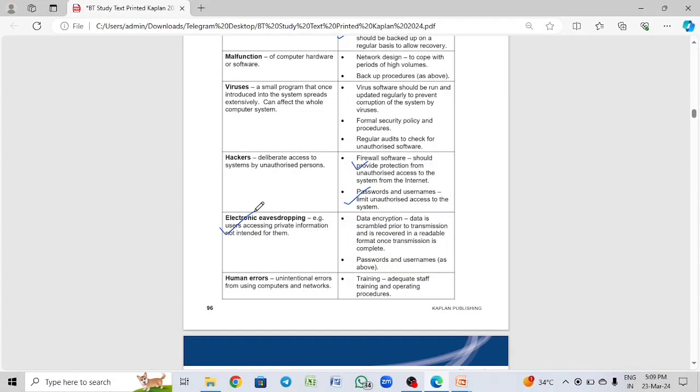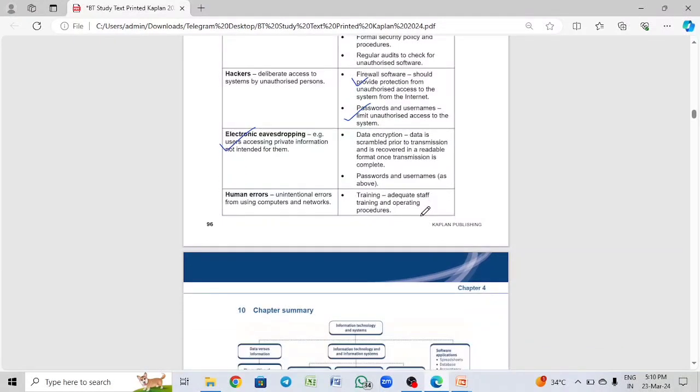Now electronic eavesdropping, what is electronic eavesdropping? For example, if I am entering some ID or password to get information from a database, and someone peeps into my computer system, how can I prevent that? By changing those passwords and usernames on a daily basis, or data encryption, where data is scrambled prior to transmission and is recovered in a readable format once transmission is complete. Now human errors can be reduced by training. So with this we come to the end of the chapter.